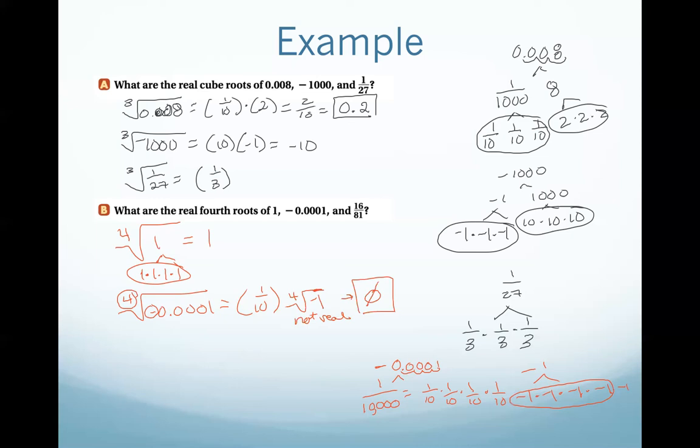Okay, and then lastly, the fourth root of 16 over 81. Well, 16 is 4 times 4, or 2 times 2 times 2 times 2. So I can make that a 2 in the numerator to get 16. And then 81 is 9 times 9, or 3 times 3 times 3 times 3. So that's a 3 in the denominator for the 81. I can always double check by actually raising it to the fourth power. 2 over 3 to the fourth power. 2 to the fourth is 16. 3 to the fourth is 81. So it's 2/3.